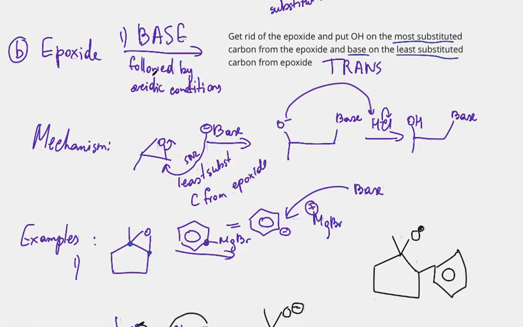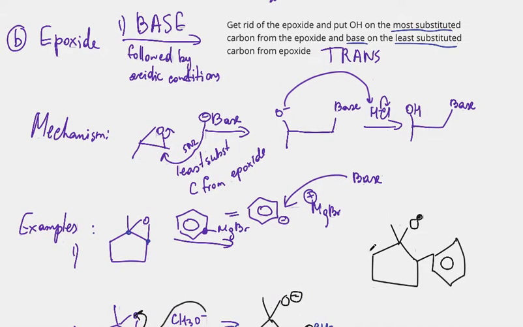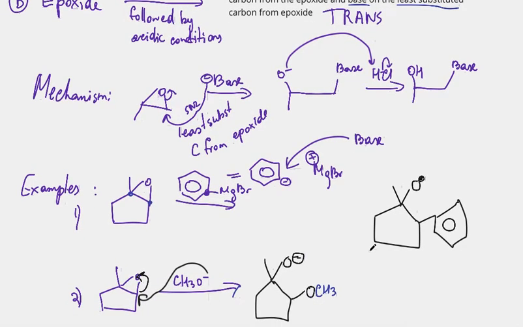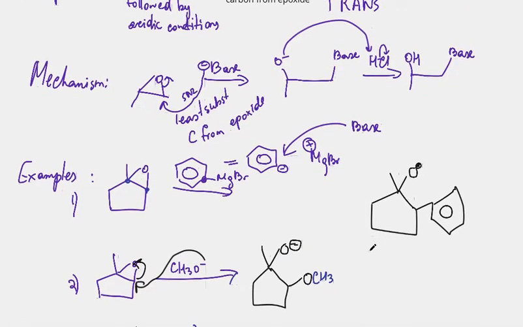And a lot of times this attack is followed by some sort of acidic condition, so that oxygen can get protonated to become OH. So the end result will be OH on the most substituted carbon and the base on the least substituted carbon. And we will go ahead and take a look at some examples of what kind of bases could attack an epoxide that are unusual.